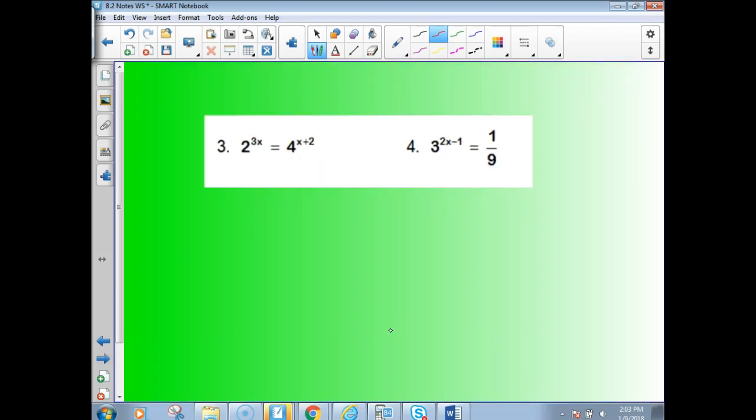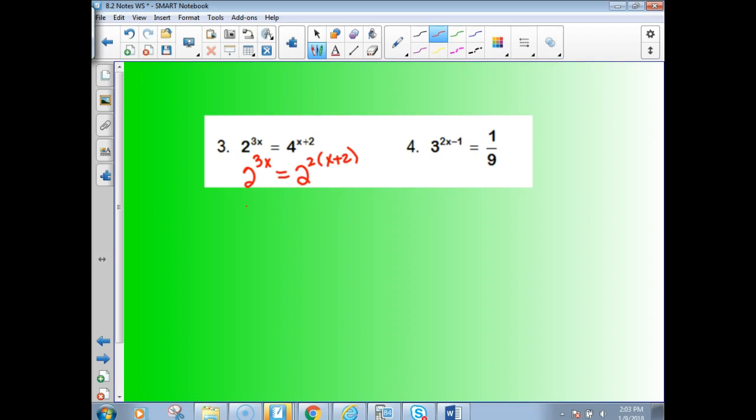Number 3, what base do we want to get into? 2. All right, so since you have 2 on the left as a base, you're going to look at the smaller amount. Change the 4 to 2 to the second. So we're going to trade 2 to the second for 4. And then we'll have x plus 2. Don't forget that parenthesis around the exponent.